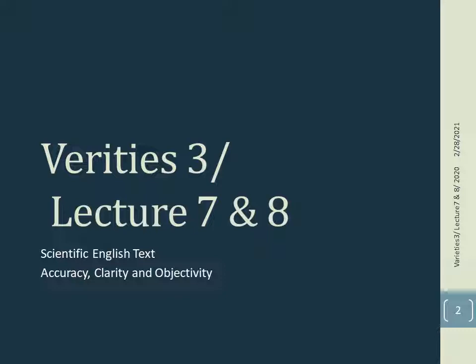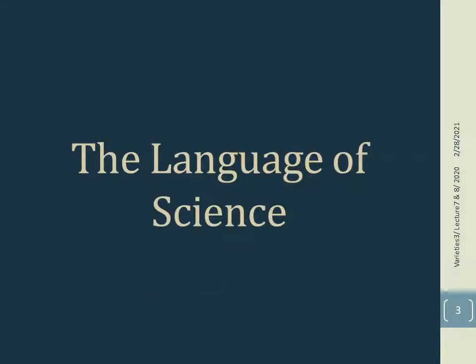Today we're going to be talking about a different variety, a text that is completely different from what we have covered in the last lectures. Today we're going to be discovering and exploring the general aspects and characteristics of scientific English text, okay? And remember, please, as when we are performing stylistic analysis, to think about three things: accuracy, clarity, and objectivity. So let's get started. The language of science, okay?